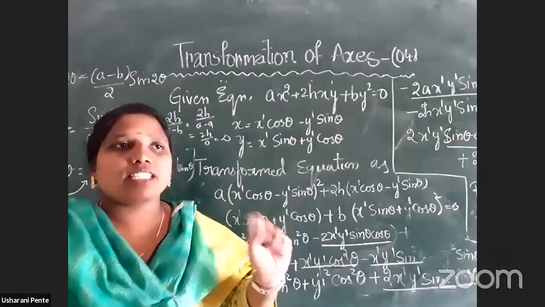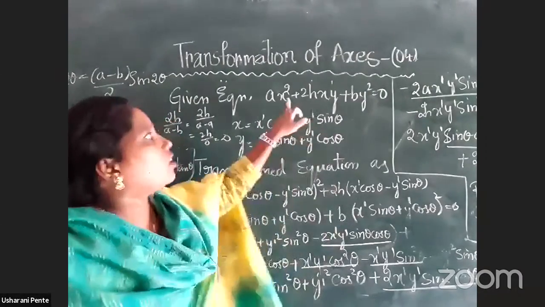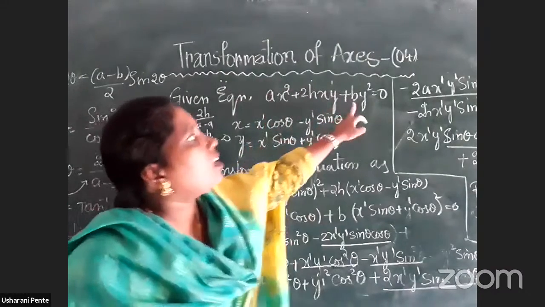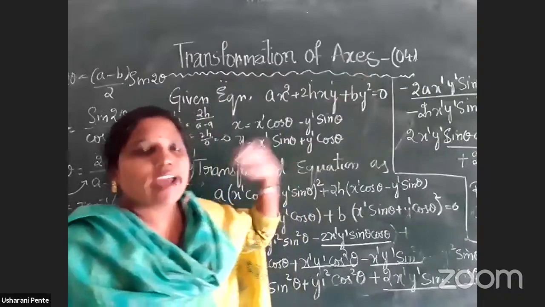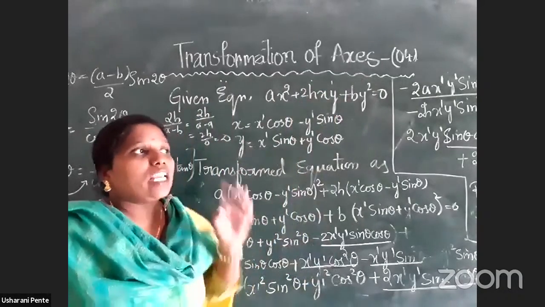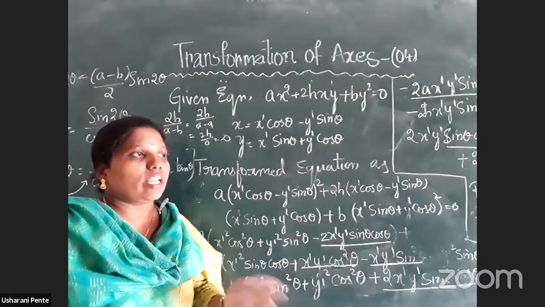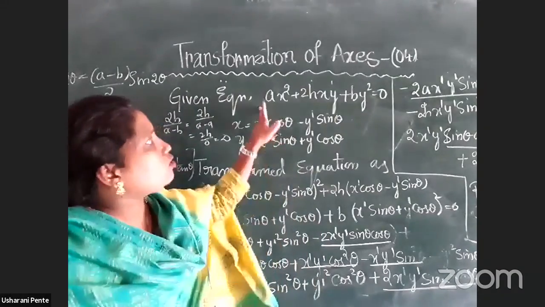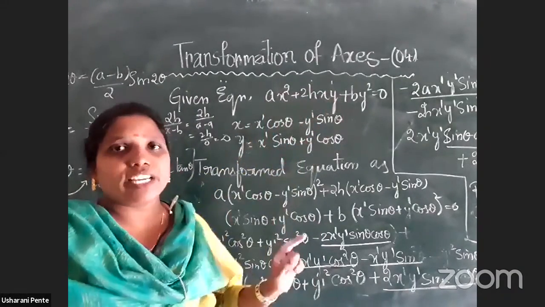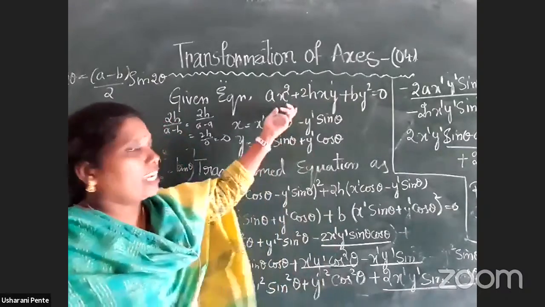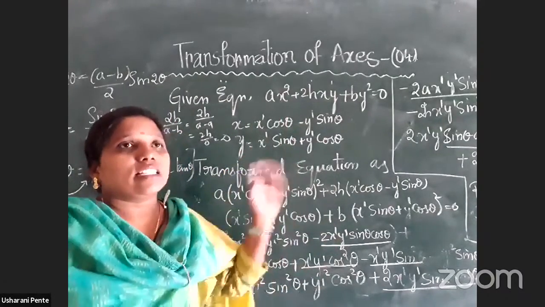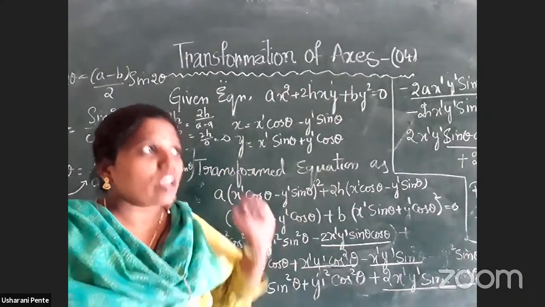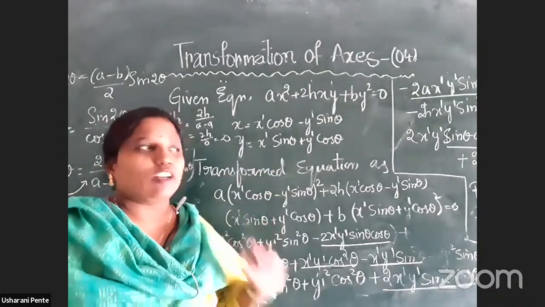If a is equal to b, what are a and b? A is the coefficient of x square and b is the coefficient of y square. And if a is equal to b, then we need to show that the axes are rotated by an angle pi by 4. If the coefficients of x square and y square are equal in the equation, then we can say that the axes are rotated by an angle of pi by 4.